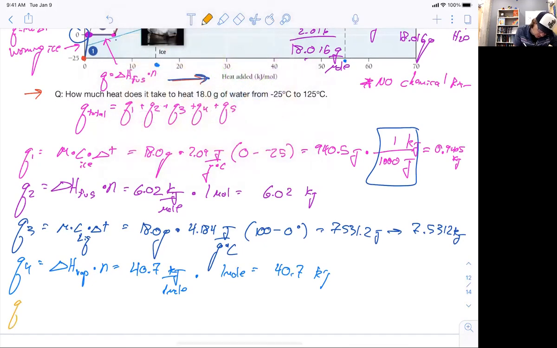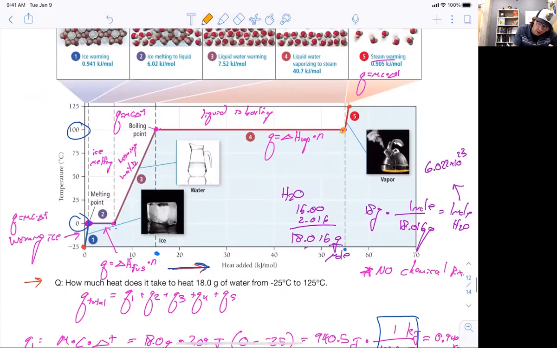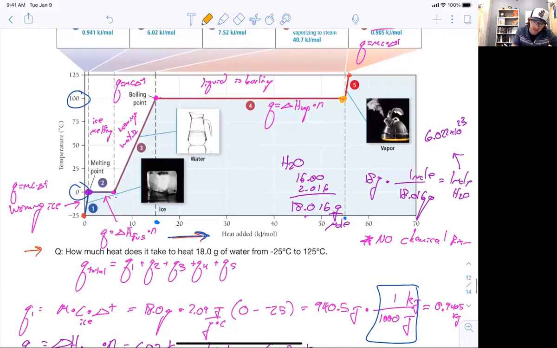And then question 5, heat 5. We've now got all of our water in the gas phase, and now we're still going to heat it up. It's already in the gas phase, so we're going to warm our gas.